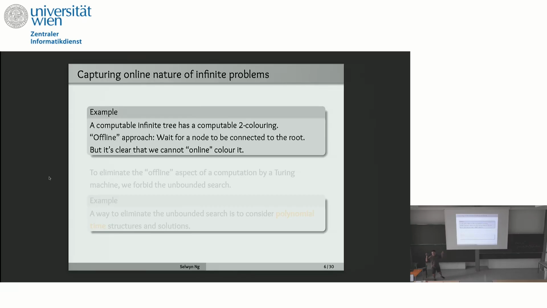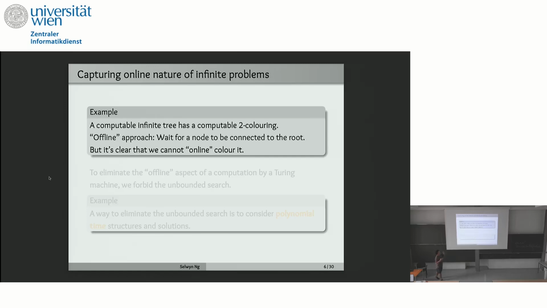So what does offline mean in this case? If you are trying to make a decision about a particular vertex, you don't need to see the entirety of the whole tree to make decisions about a fixed vertex. All you need is a sufficiently large, finite part of the tree to show itself, and then you know how to do it. So in this particular case, you just wait for the vertex in question to be connected to the root, some fixed vertex you choose, and then you can consistently color everybody else. So this is what we can think of as an offline case.